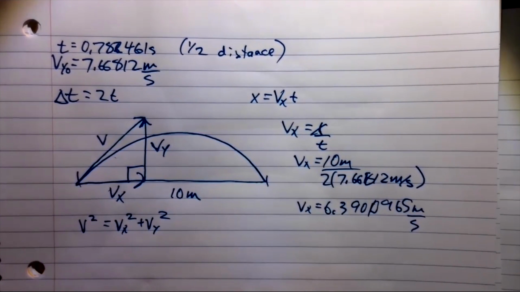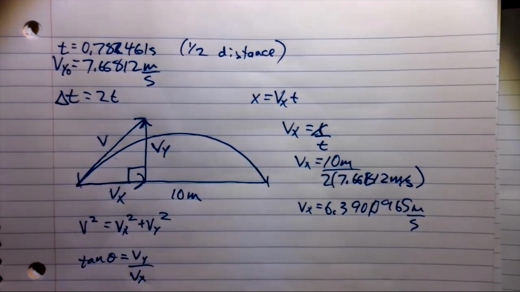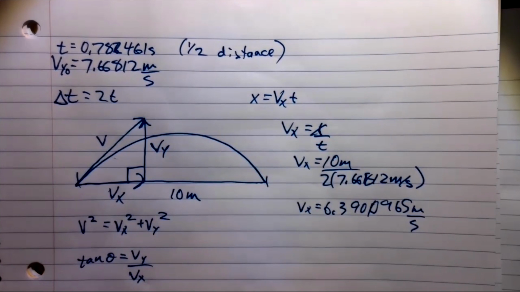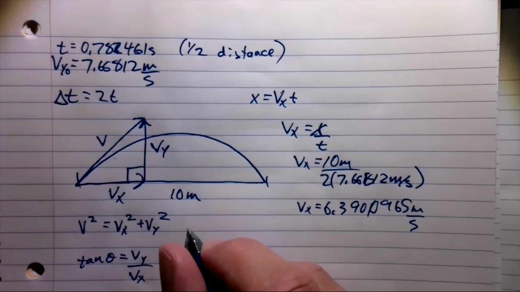I'm trying to talk quickly because I want to make this video short. Then tangent of theta. Tan theta is going to equal Vy over Vx. We've done it. We've solved the problem. Hooray. So let us put the numbers in. I think you can do it, but I'm going to do it anyways. You can disregard this if you want to.